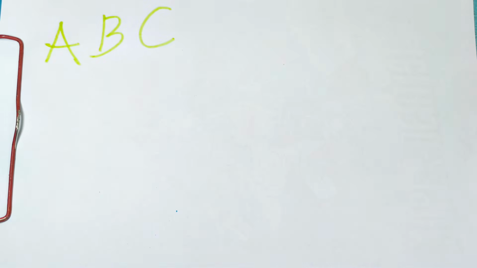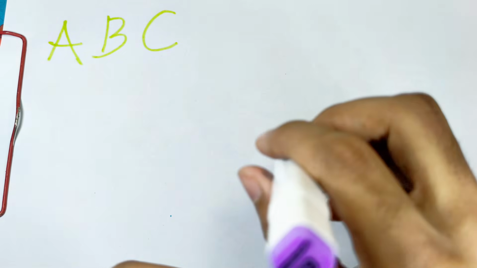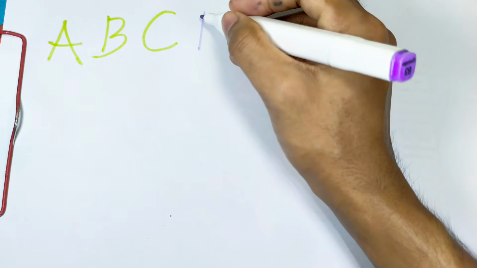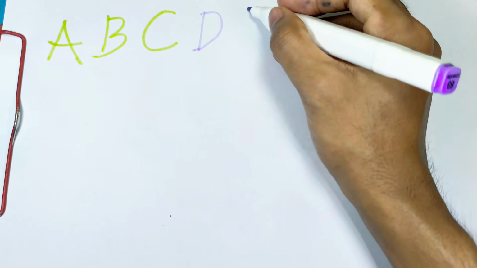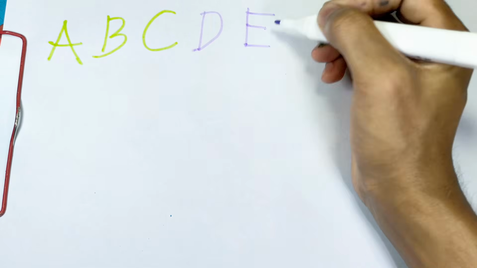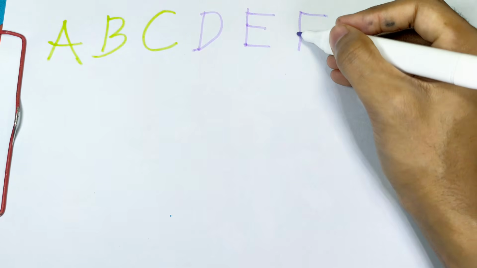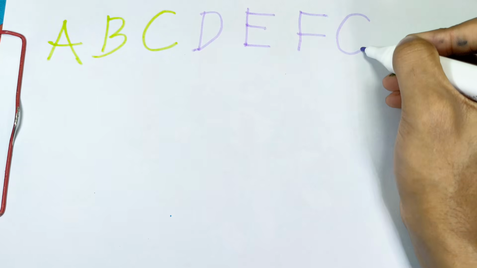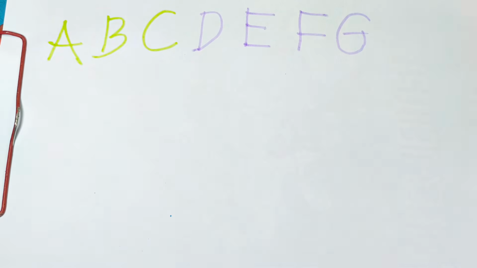C for cow, C for cat. Now we use the color of lavender. D for dog, D for doll. D. The next one is E. F. F for fish, F for fan. G for goat. G. The next one is H.